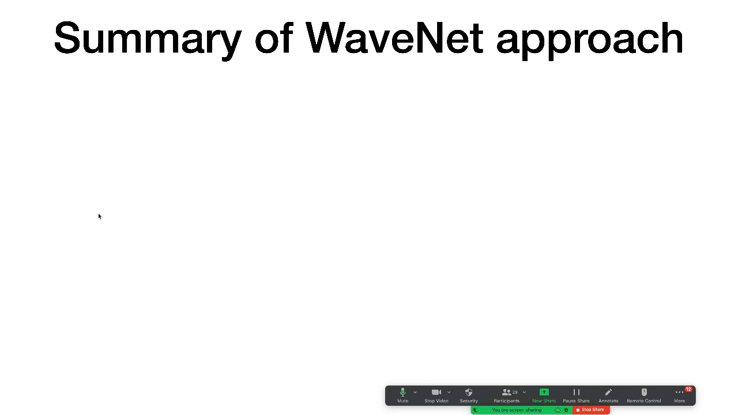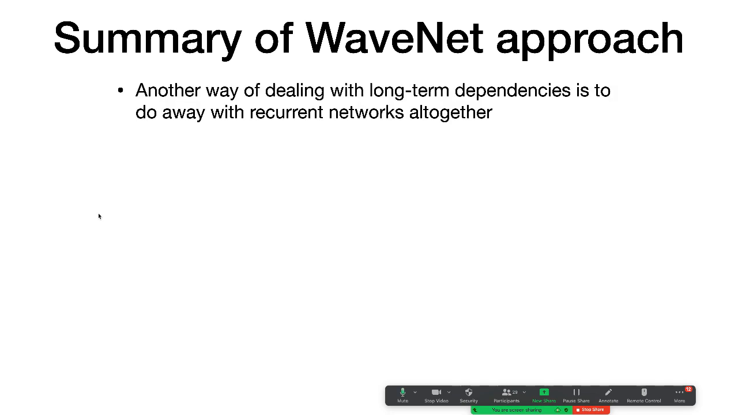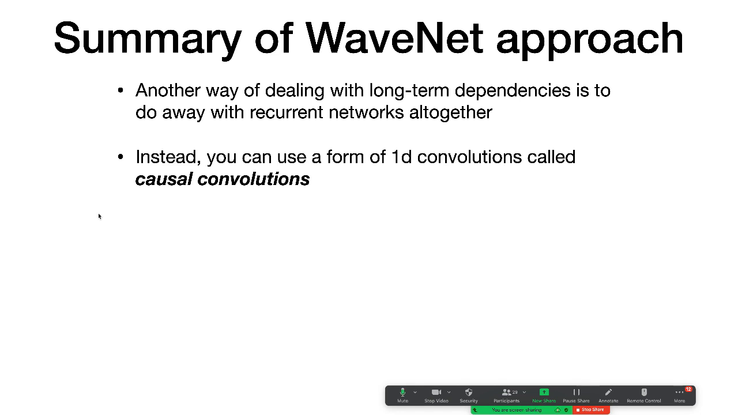Okay, so to summarize the WaveNet approach. WaveNet, or these kinds of convolutional sequence models, are another way of dealing with long-term dependencies. And the way that we deal with long-term dependencies is we just say, you know what, recurrent neural networks don't deal with long-term dependencies well, so let's just get rid of recurrent neural networks. And instead, we're going to use a one-dimensional form of convolution, in the sense that each output is produced by looking at a window of inputs. In particular, the types of 1D convolutions that we'll use are causal convolutions, where the windows of inputs that we're using to predict the next output depend only on the past and not on the future. And that's important if we want to be able to do inference on these kinds of networks in real time.